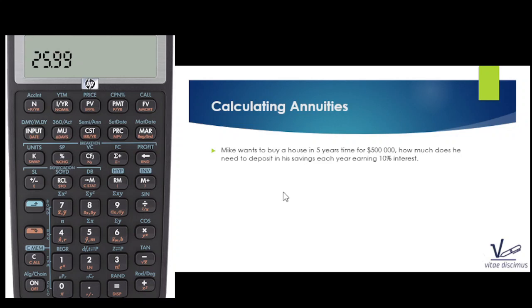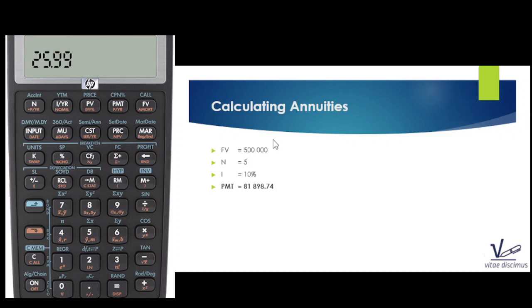So our inputs here would then be 500,000 as the future value, 5 as the N, which is the period it takes for the savings to be made, then the interest rate that he is going to be investing at is the 10% there. So again, 10% compounded yearly.